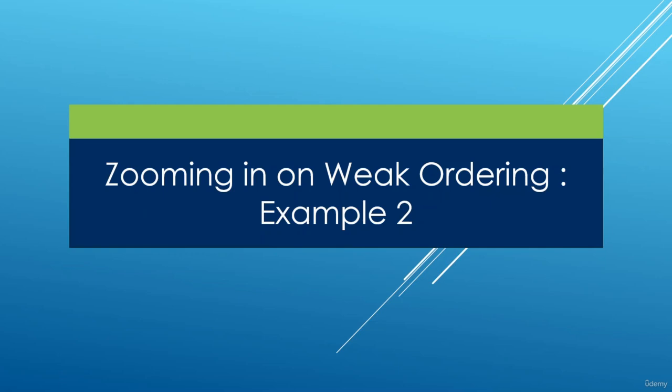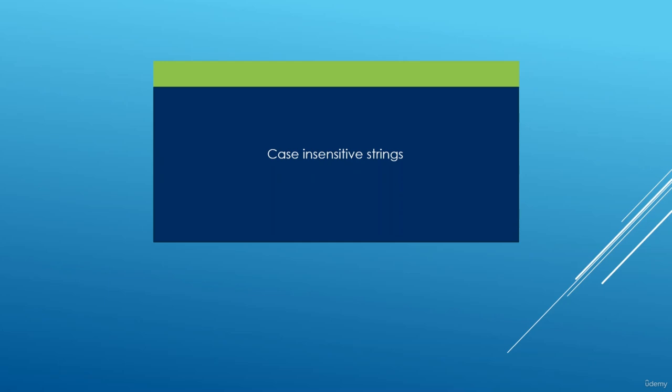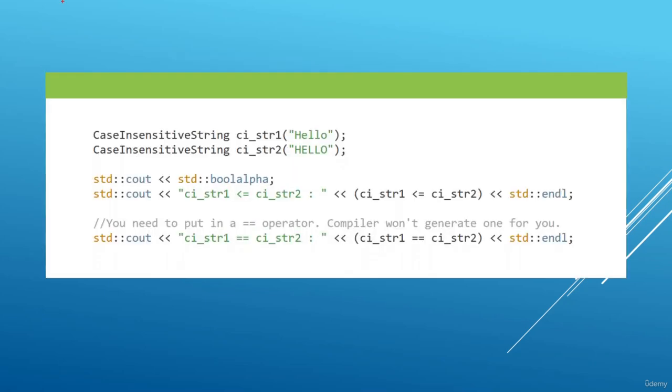In this lecture, we're going to look at another example of a case where you might want to set up weak ordering comparison for your custom types. What we're going to do is a class that is going to do case-insensitive comparison for strings. And we are going to be smart about how we name it. We're going to name it case-insensitive string.